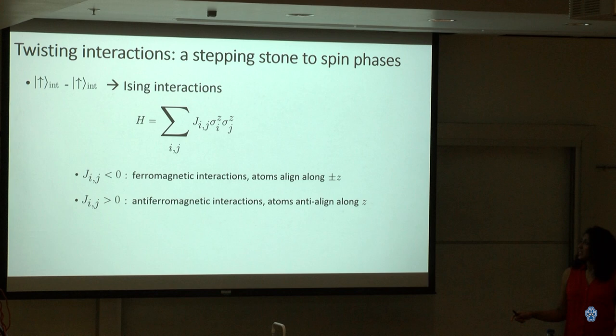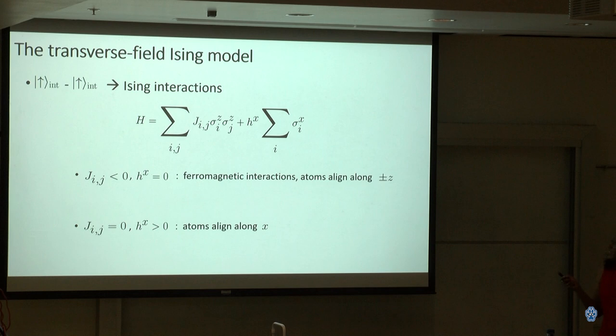If J happens to be positive, those are antiferromagnetic interactions, and it's going to be energetically favorable for your atoms to anti-align. You can actually use antiferromagnetic interactions for a bunch of really, really cool physical systems. We haven't done it yet, so I'm just going to ignore it for now. But what I am going to do is complicate our Hamiltonian a little bit more. So what I'm going to do is add a transverse field. This is an external magnetic field that's going to point in the x direction now.